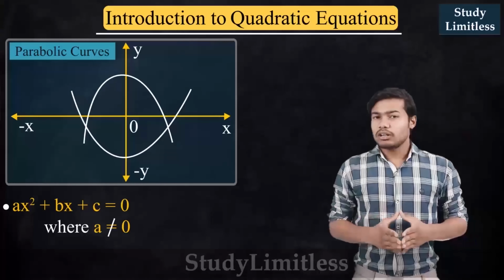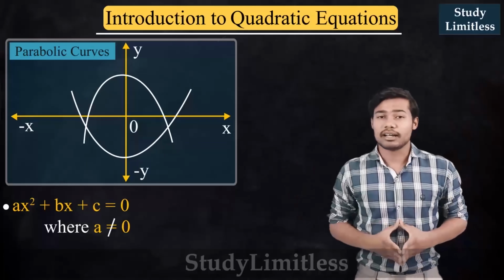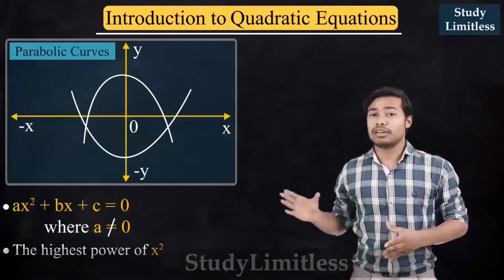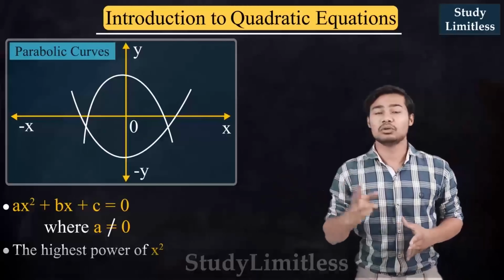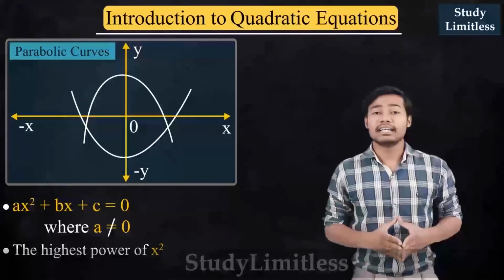But you may ask, why do we call them quadratic? We call these equations quadratic because the highest power of the variable in this equation, that is x, is 2. We also call these equations second degree equations.